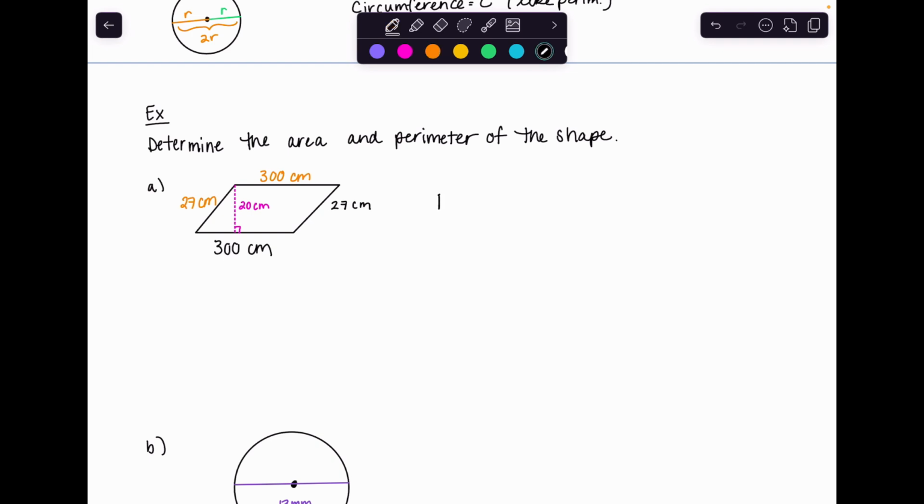So perimeter is the nicer of the two things. I just go ahead and add all of these sides together. Starting with 300 at the top, we do 300 plus 27. The bottom side is 300 and the last side is 27. If we add all of these together, it ends up being 654. But again, I'm given units. These are all centimeters, and my perimeter is a one-dimensional distance, so the unit is just centimeters.